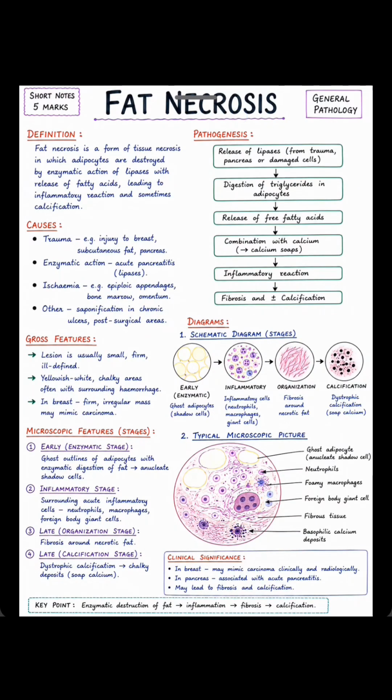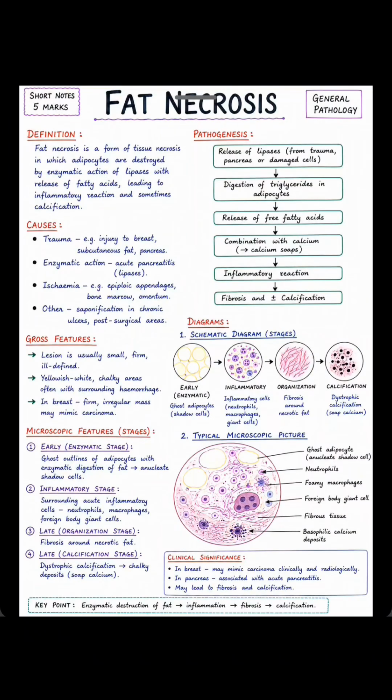Then second comes the inflammatory stage. Neutrophils, foamy macrophages and foreign body giant cells swarm the area. Then in the late stages, you see fibrosis around the necrotic fat, and dark basophilic calcium deposits, soap calcium, dystrophic calcification. So these are the stages when we see the microscopic structure.